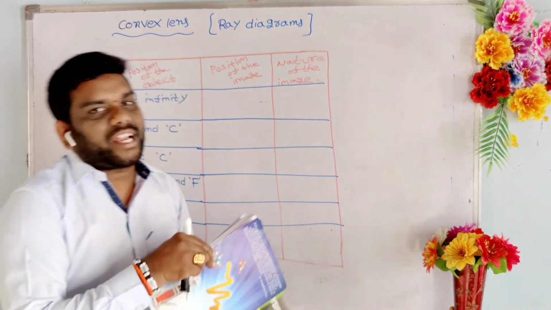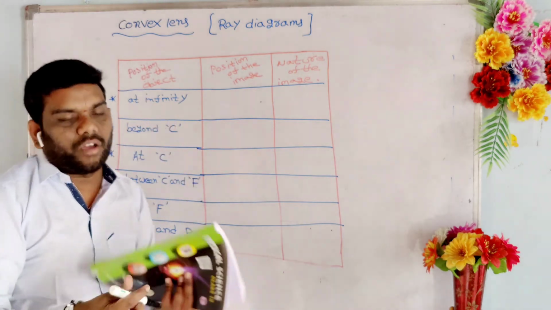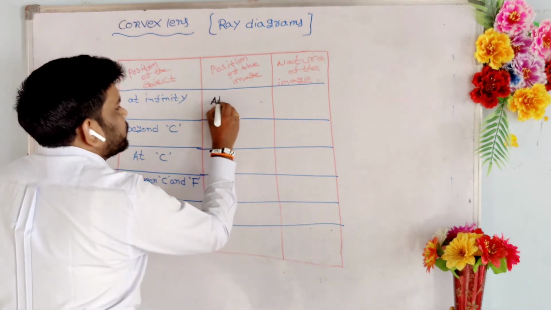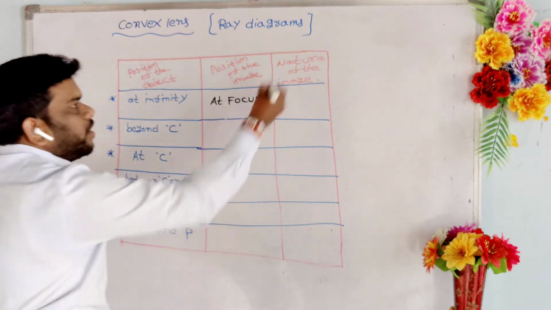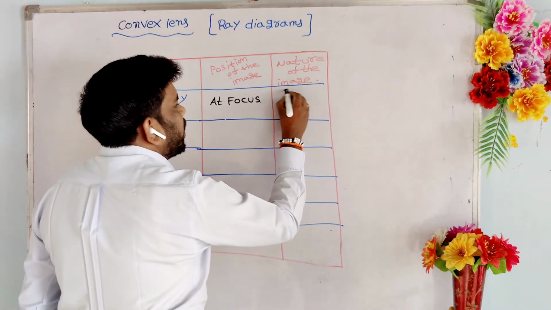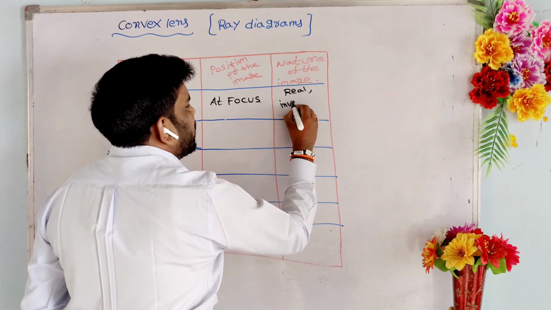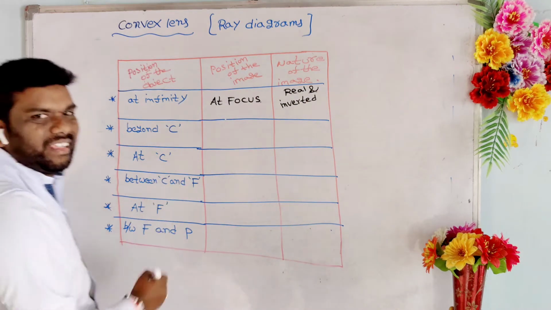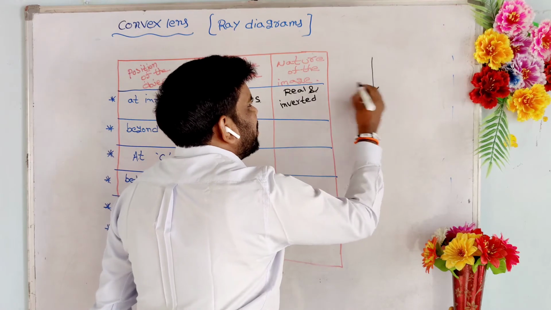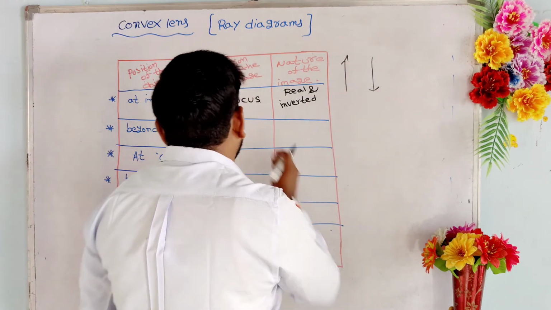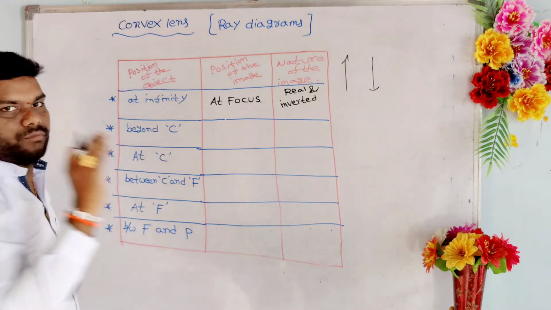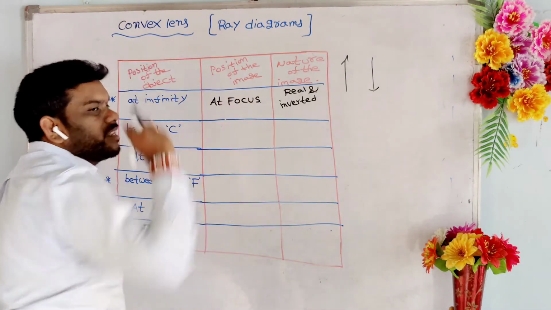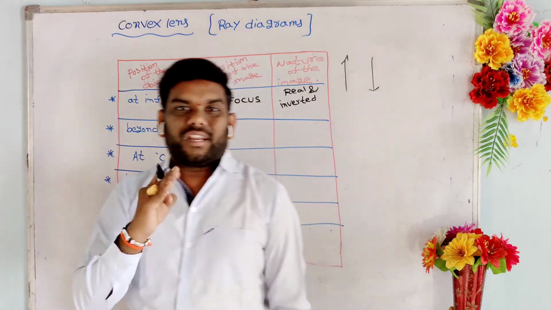So depending on where we place it, where the image forms will be clear. So at infinity, position of the image at focus. Here the nature of the image is real and inverted. So here a real image means it is inverted. The position of the object is at infinity, the image will form at focus. That image is called real and inverted.